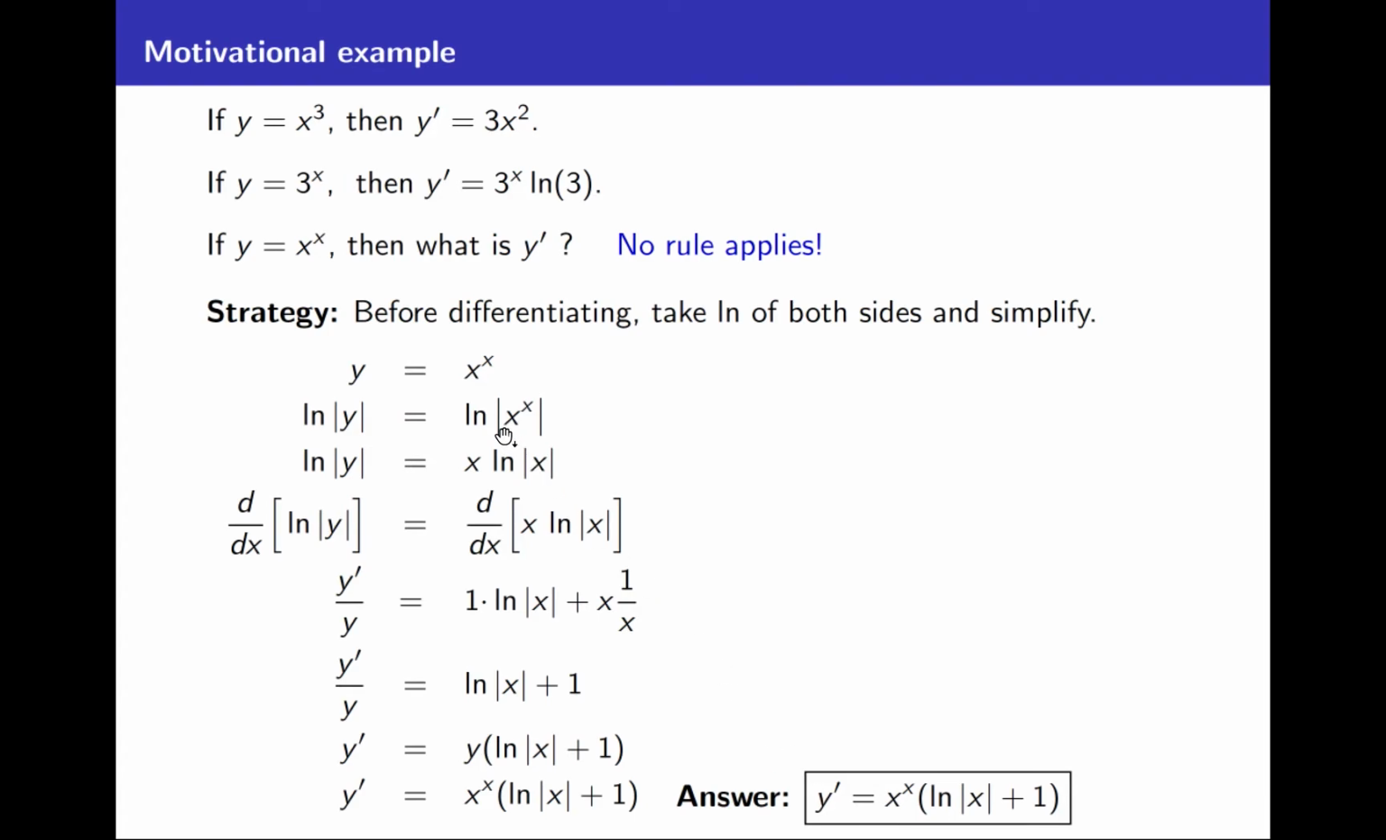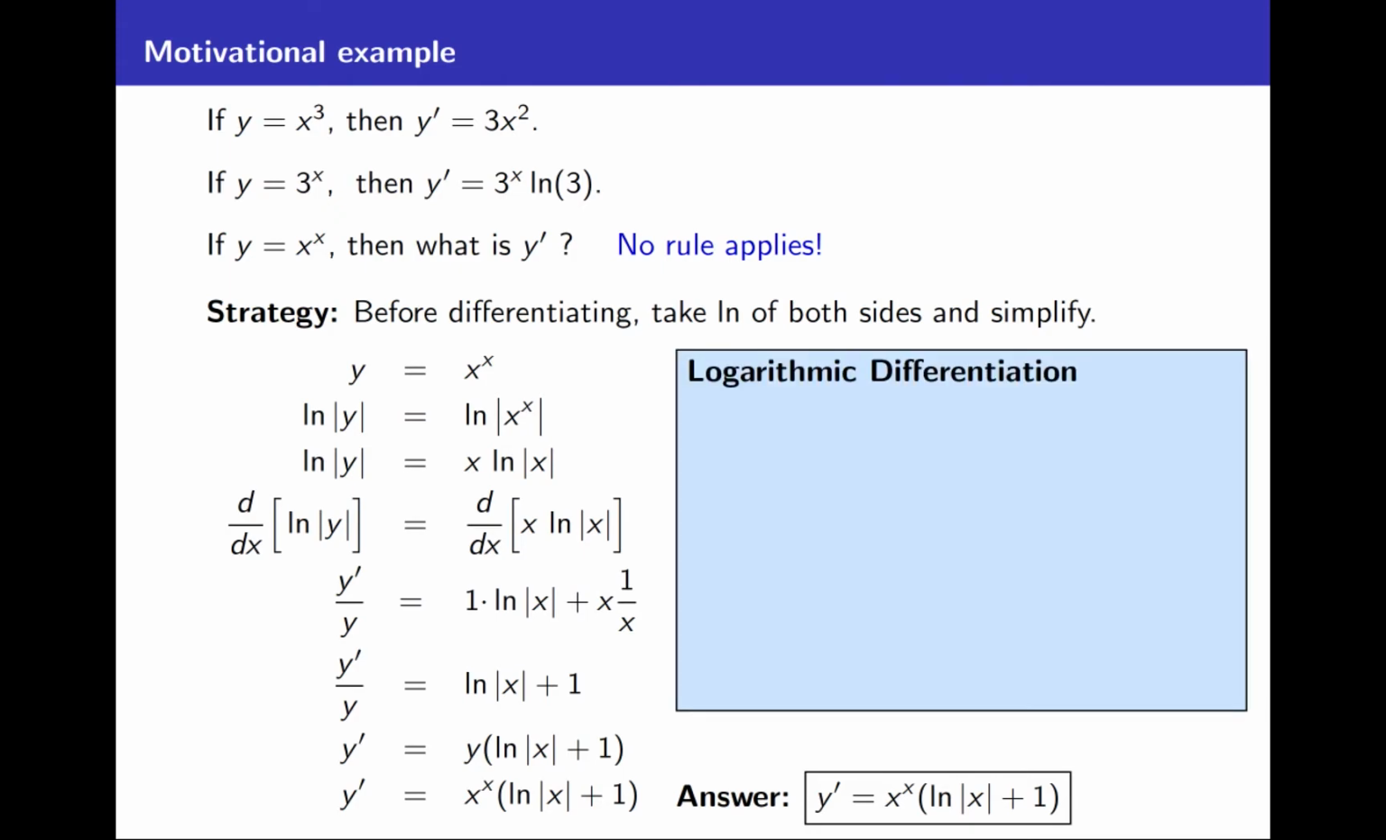And what was our strategy here? Take the function y equals f of x, take ln of the absolute value of both sides, simplify using ln properties, differentiate implicitly, and then solve for the derivative. That got an answer when no rules applied. And that process is what we call logarithmic differentiation.